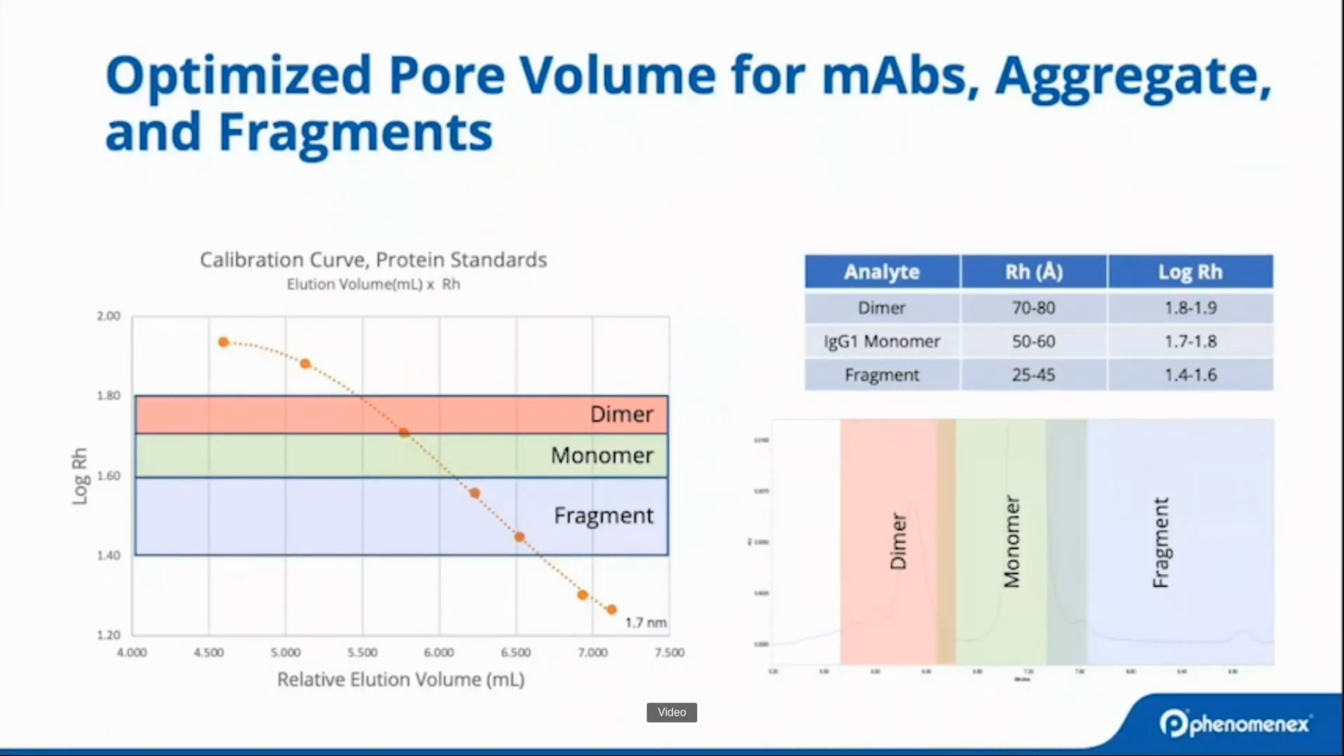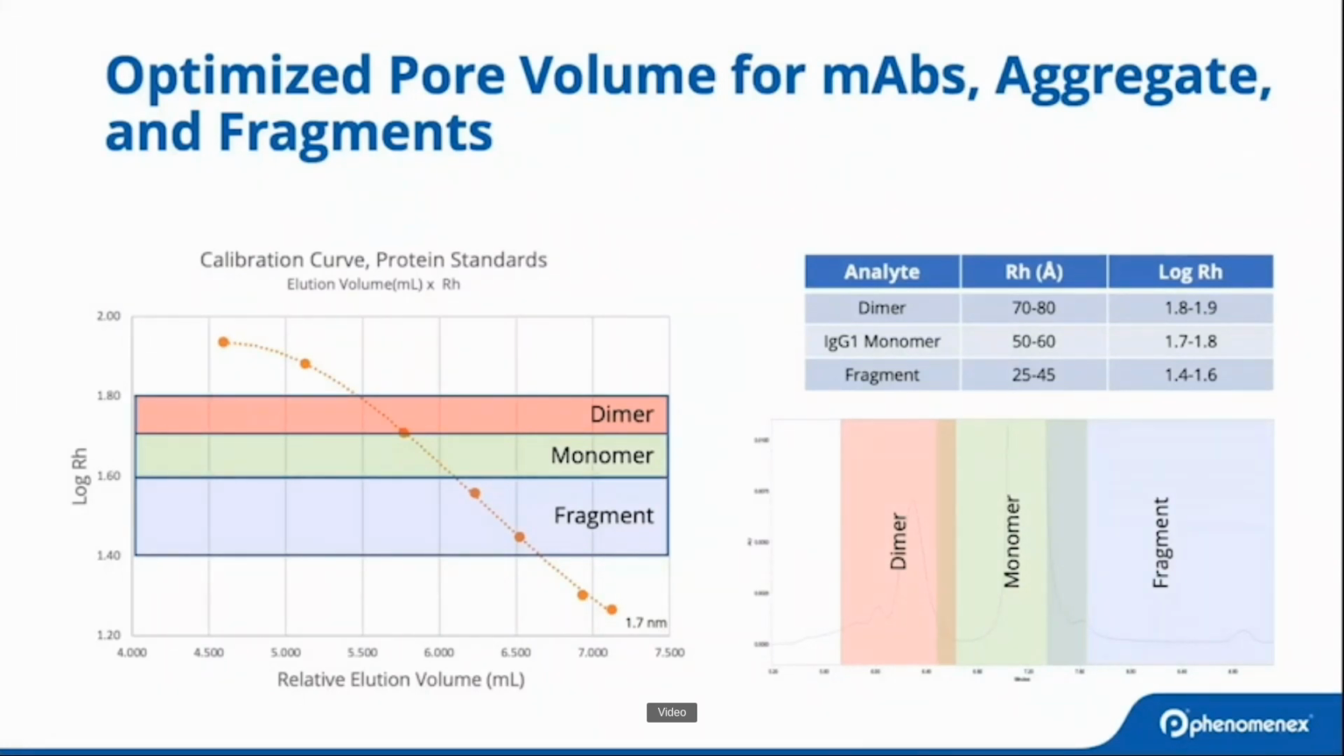And by overlaying the hydrodynamic radii of the analytes of interest with the calibration curve, we can see that they only occupy a small proportion of the curve. Fragments extend beyond that, but even then the linearity of the curve doesn't suffer too much. You can see here, even with this decrease in pore volume. And indeed, pores outside of the 120 to 250 angstrom window are not necessarily that critical for this particular type of separation.